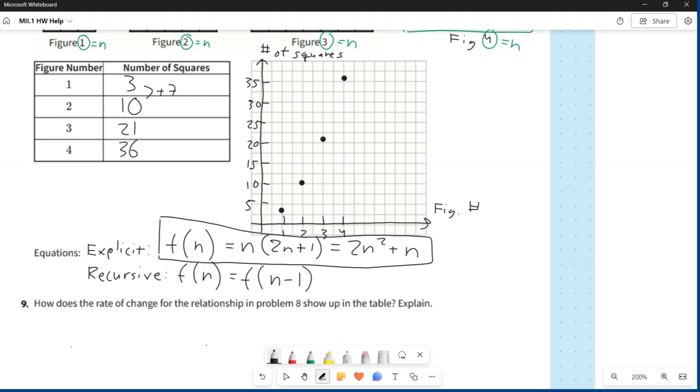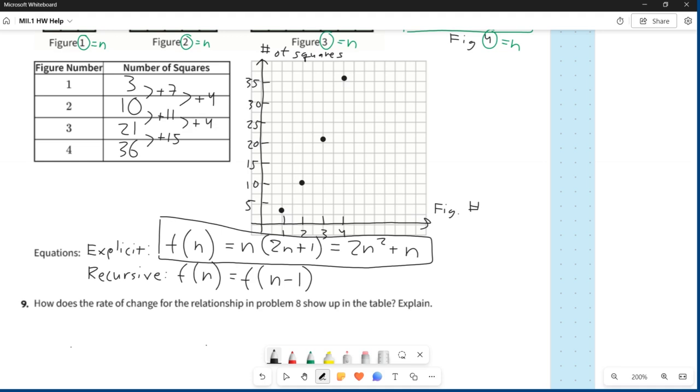If I want to look at going from 10 to 21, my difference is 11. And if I want to go from 21 to 36, I need to add 15. So those numbers, 7, 11, 15, are what's known as the first difference. I also want to look at the second difference. Now, the second difference is essentially the difference of the difference. So now I'm going to do the same thing, but I'm going to look at my new numbers. Again, what do I need to do to 7 to get 11? Well, I need to add 4. And what do I need to do to 11 to get 15? Well, I need to add 4.